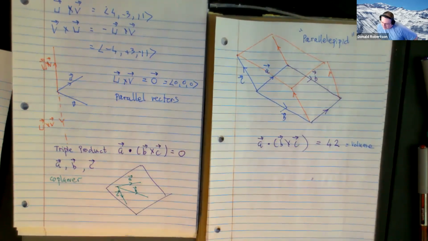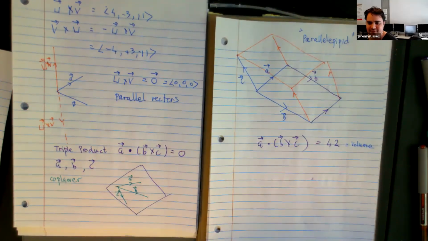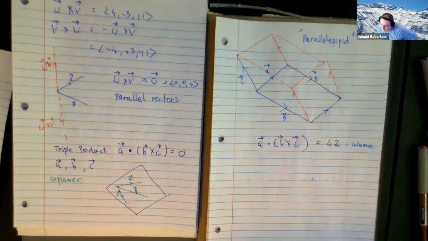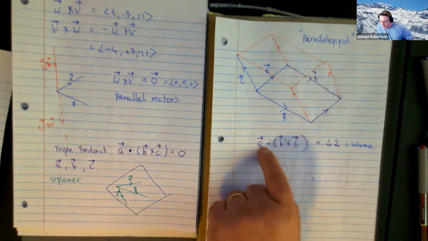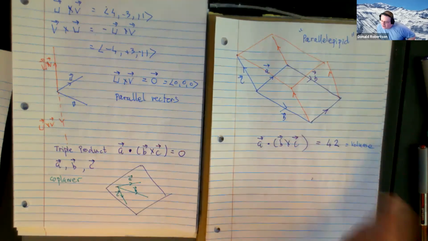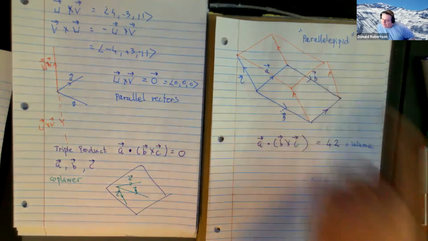Is that not cool? Who's it named after? I don't think it's named after a person. I think parallel is because it's parallel. I'm not sure. The epiped is probably Greek or Latin, right? Is that not a cool little interesting property of what a cross product, along with a dot product in this case, generates, right? It gets you the volume of that funny shape.